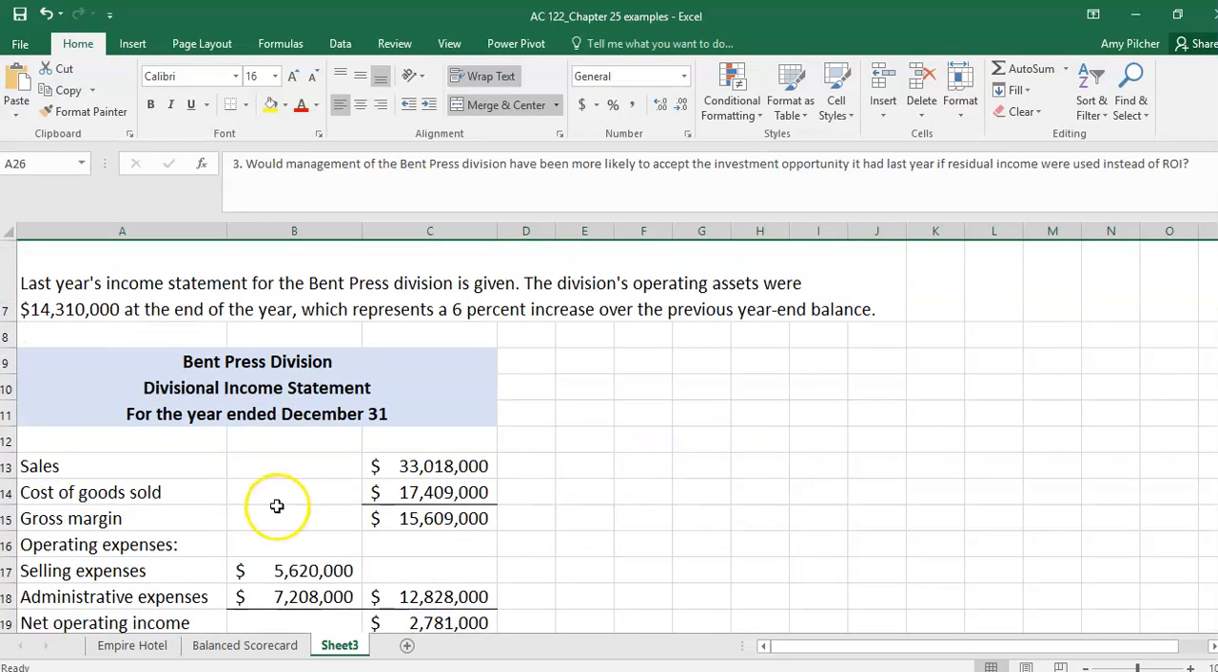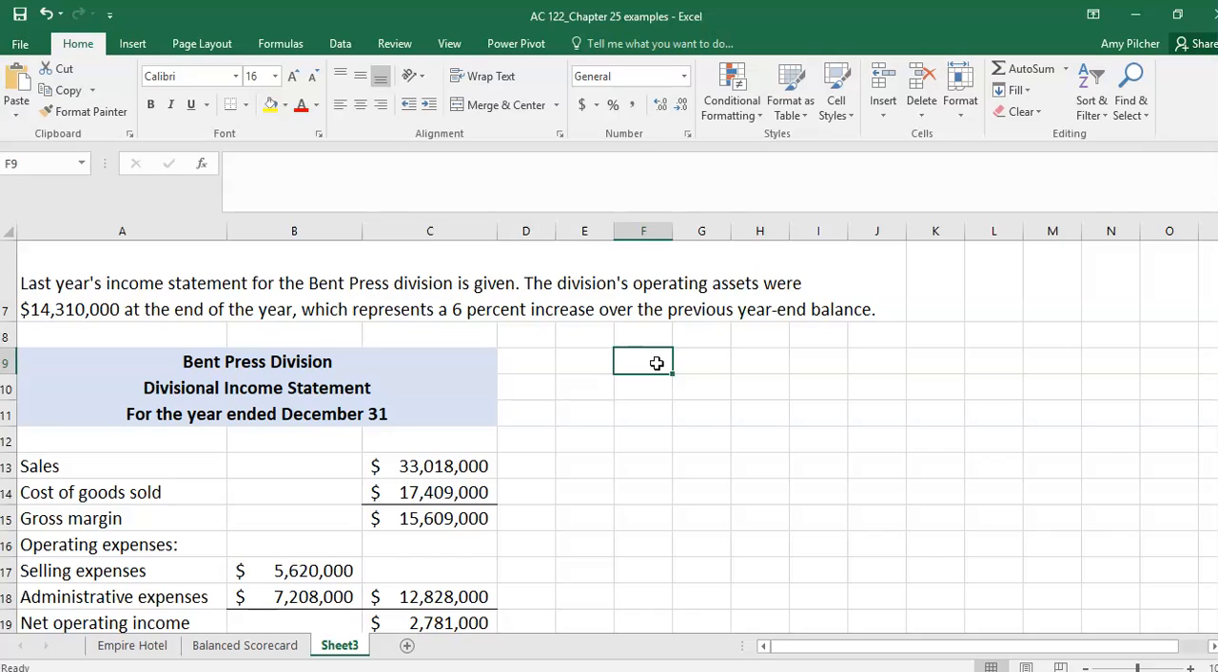So their return on investment, first we have to have the average investment. So unlike the first example, this example does not give us the average investment. It just gives us the end of year investment. So the end of the year investment is this $14,310,000.